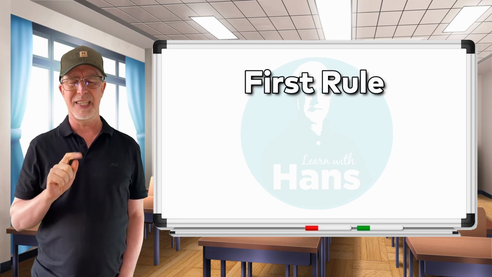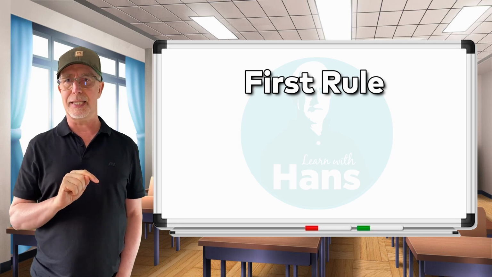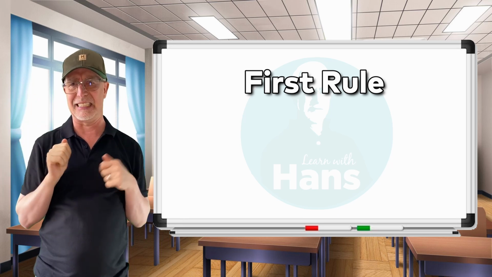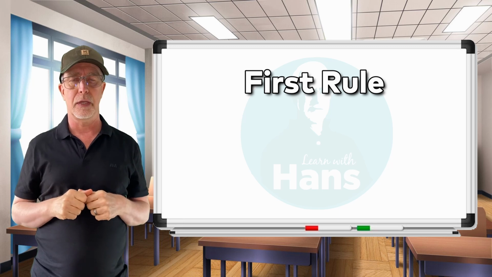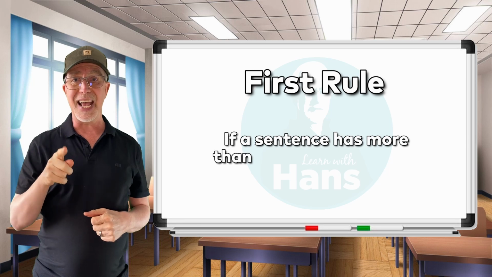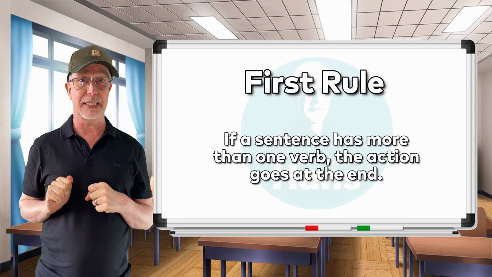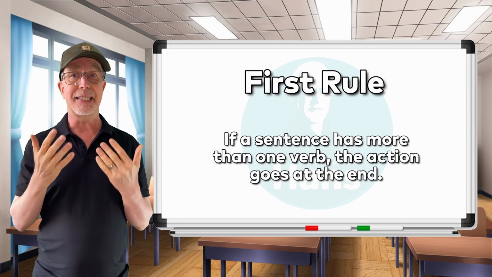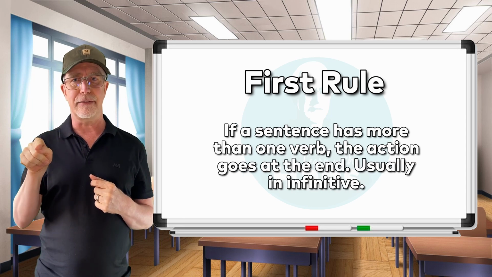The first rule is the opposite of English. Remember, I just said that in English, keep your verbs together, everything else, as you please. In Dutch, no, it's the opposite. What do we need to do? If a sentence has two or more verbs, my action is there, at the end of the sentence. Indeed, over there, at the end. And yes, in most occasions, we put it in infinitive.